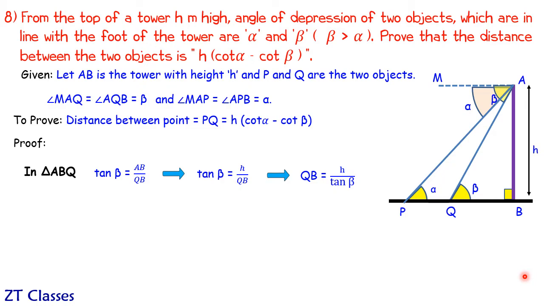Now which value will we find? Now we will find the value of PB. For that we will take triangle ABP, a right angle triangle. Which ratio? tan alpha. Tan alpha is AB upon PB. AB is nothing but H, so tan alpha is H upon PB, and let's cross multiply to get the value of PB as H upon tan alpha. But what do we have to find? We have to find PQ.